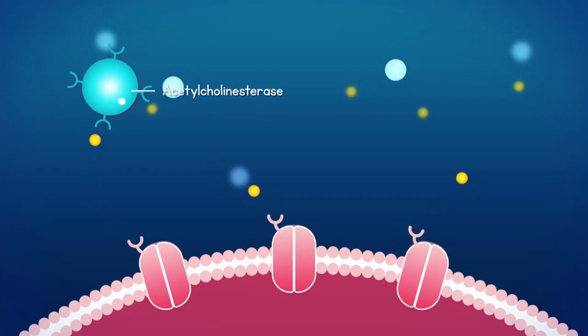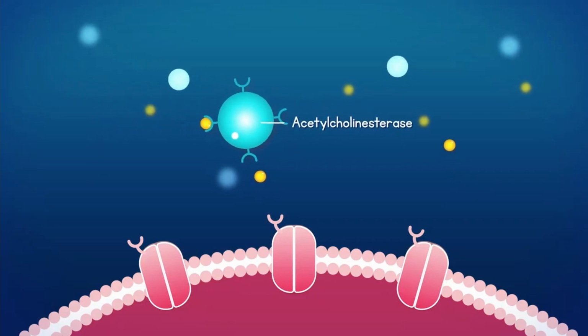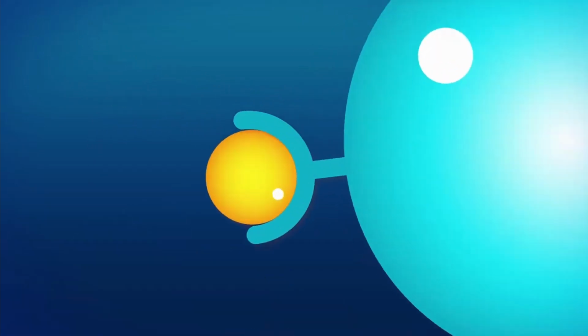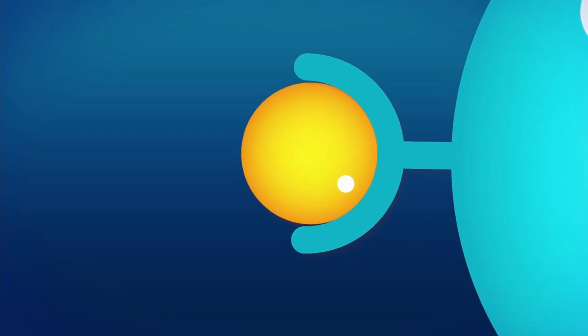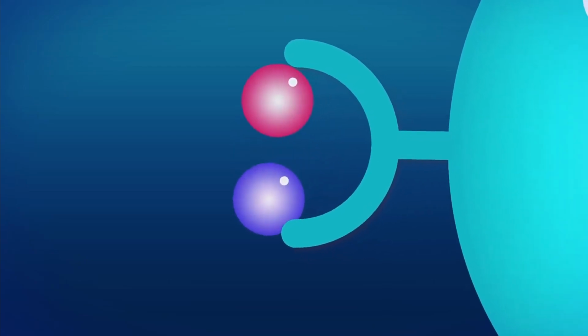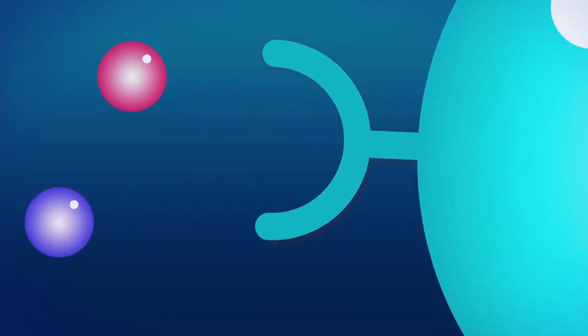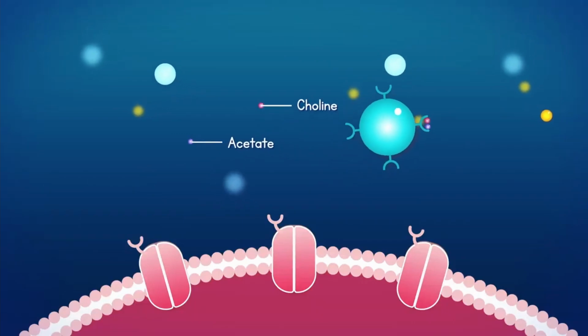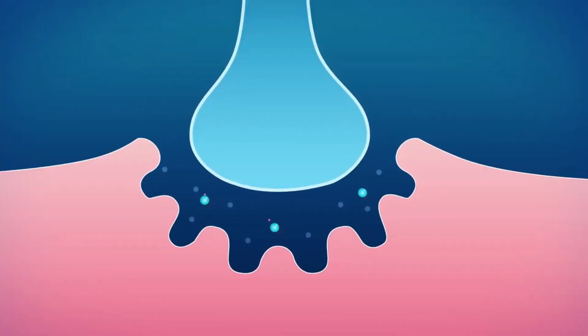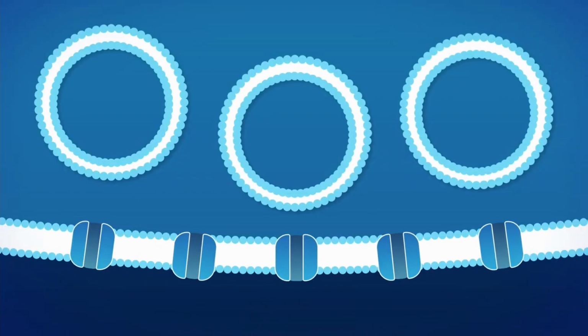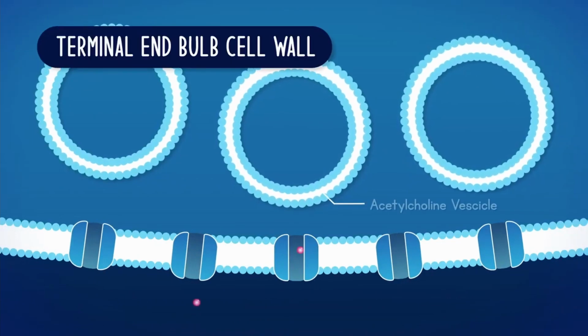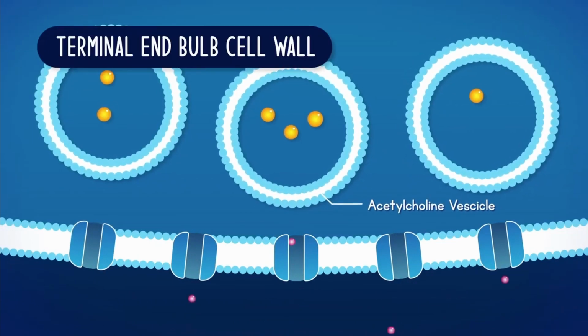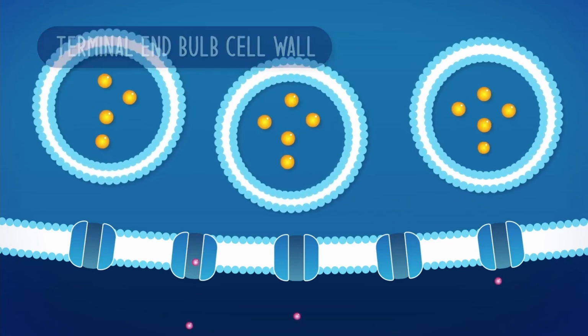The acetylcholine now binds to a special enzyme, called acetylcholinesterase. Acetylcholinesterase will break down the acetylcholine into two molecules, choline and acetate. Choline can now be recycled back into the end bulb and combine with acetyl-CoA to make new acetylcholine, effectively replenishing the pool of acetylcholine available in the vesicles in the end bulb.